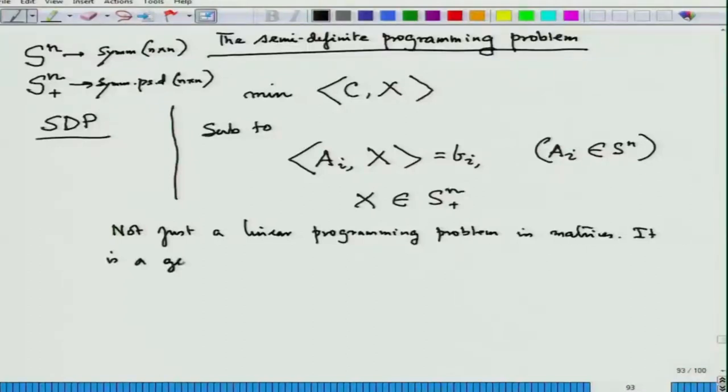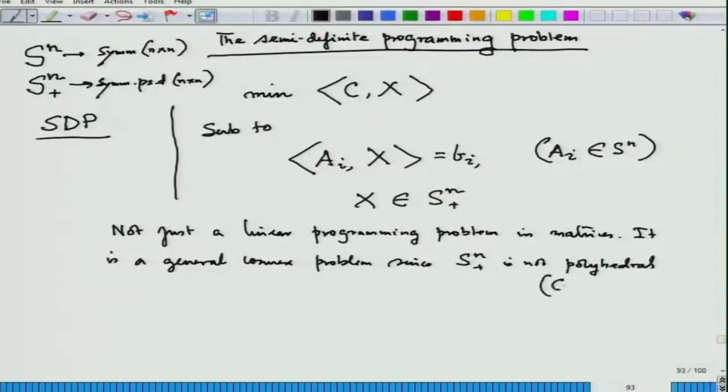It is a general convex problem, since, of course, S_n plus is not polyhedral. Can you again think of a reason why? Now, the question is, does this problem have a dual?